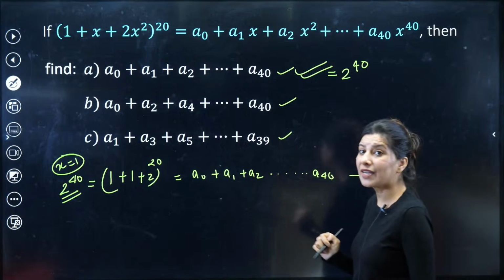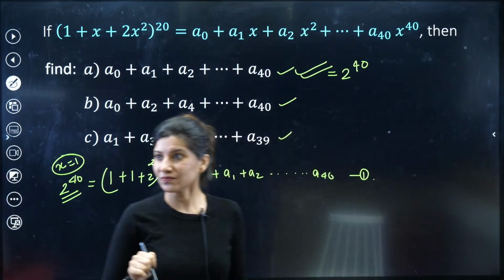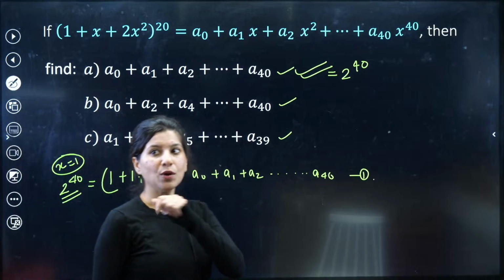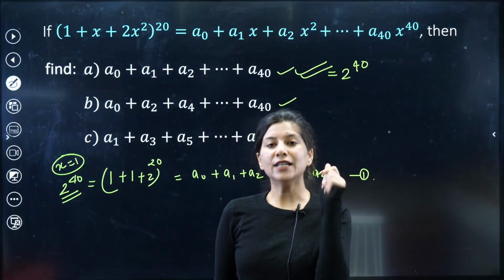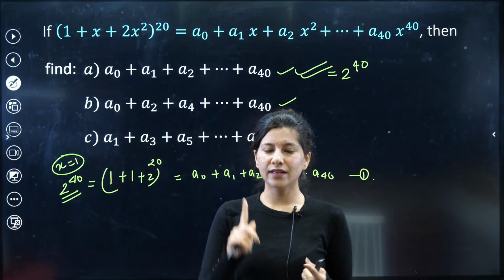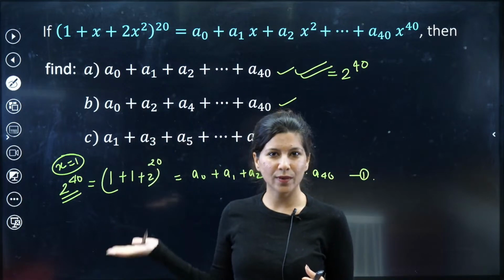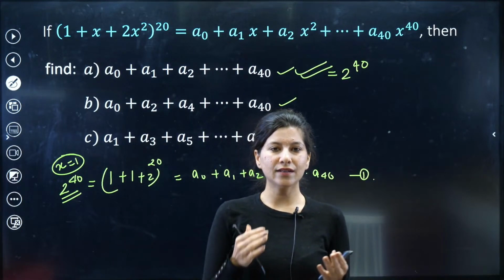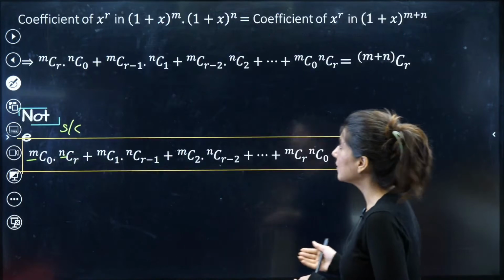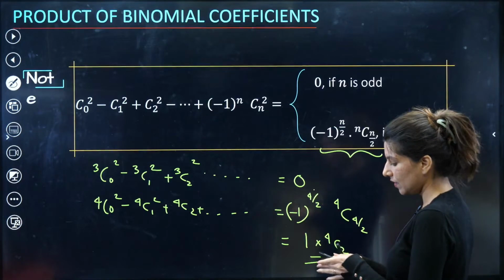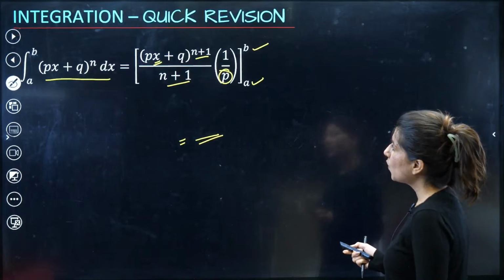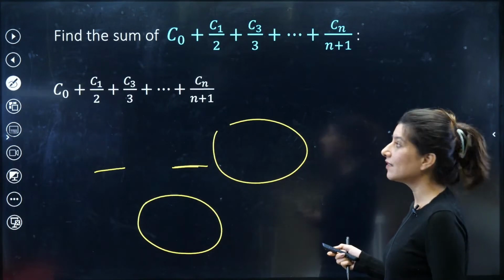Now the moment you put x equals to minus 1, Charanya, I want to tell you something. I told you that NC0 plus NC1 is 2 raised to power something, and then I told you about NC0 minus NC1. Let me just go back and make that point. The point you were asking about is right there in this question.